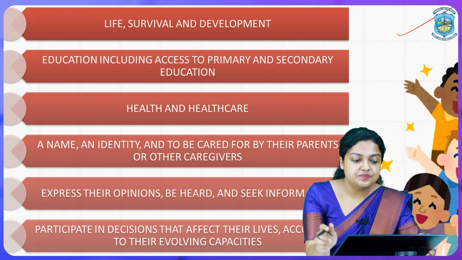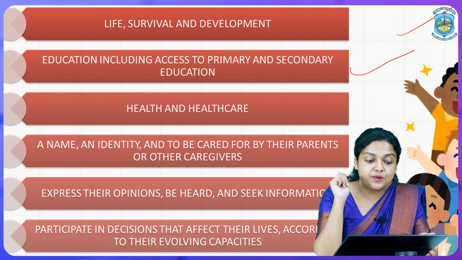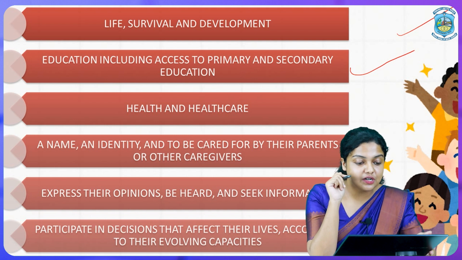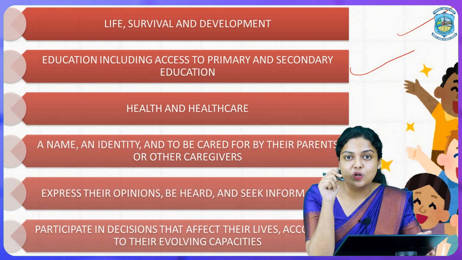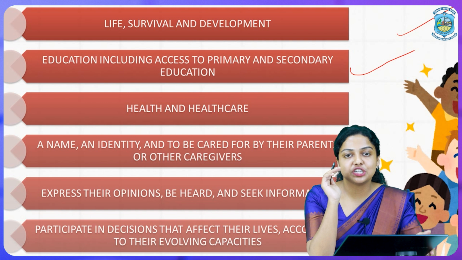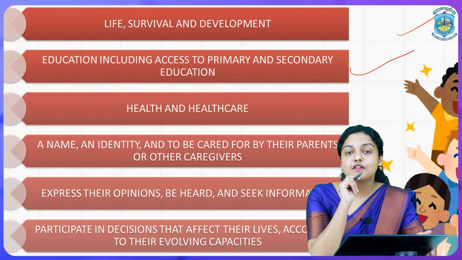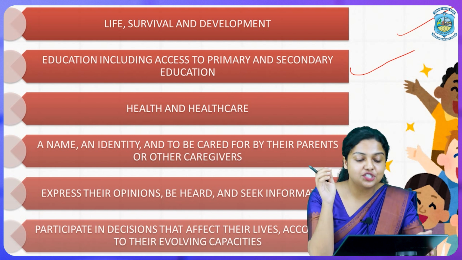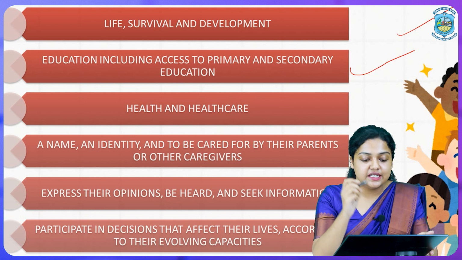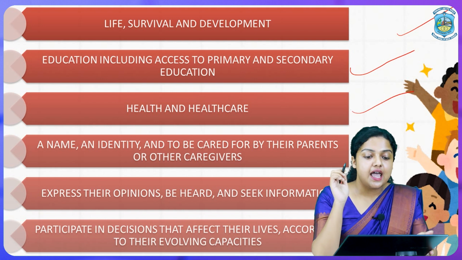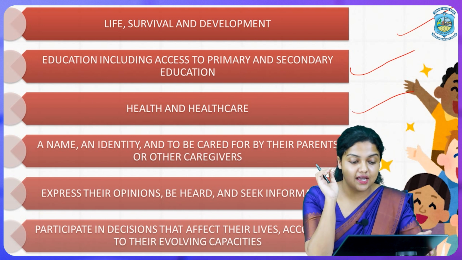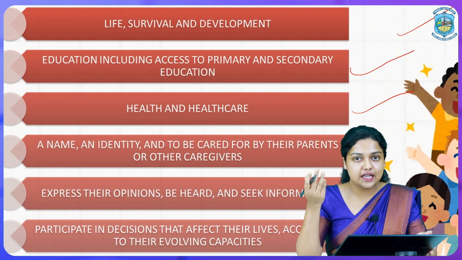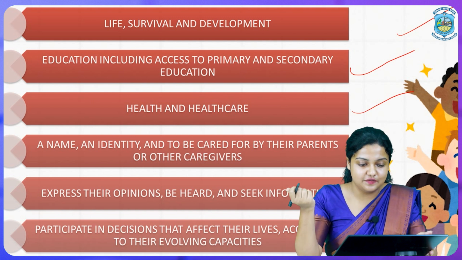Then the second right is that every child has the right to education, including access to primary and secondary education. That means all children should attend primary and secondary school, and there should be free and compulsory education for all children irrespective of their family's income, social status, financial security, etc. So, every child should get education. That is the primary need. Then the third right is every child has the right to health and health care. All children should get standardized health care for their safety and for protection from all kinds of diseases.